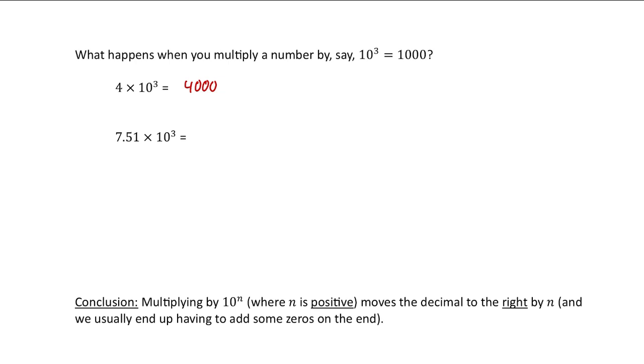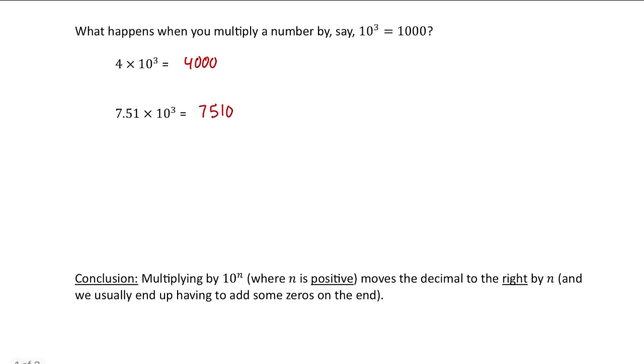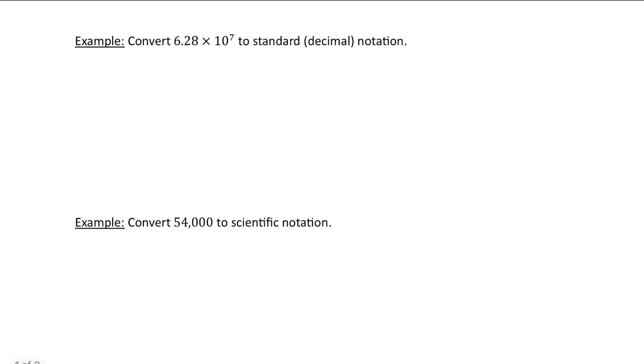Now, when we take a number like 7.51 times 10 to the third, we're not going to add 3 zeros. What we're going to do is move the decimal 3 places, so we'll get 7,510. This decimal moved 1, 2, and we move it 1 more, so we have to add a 0, and we get 7,510. So notice that multiplying by 10 to the n, where n is a positive number, moves the decimal to the right by n places, and we usually end up having to add some zeros onto the end. We'll talk about what happens when n is negative in just a second, but let's do an example.